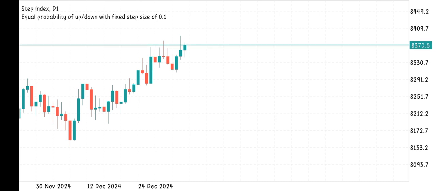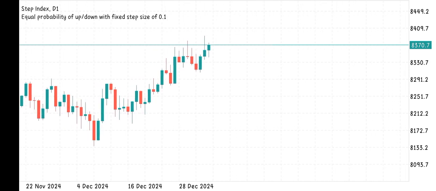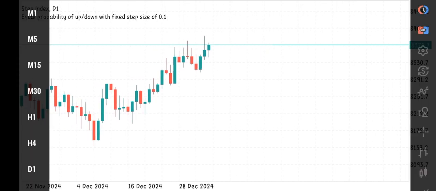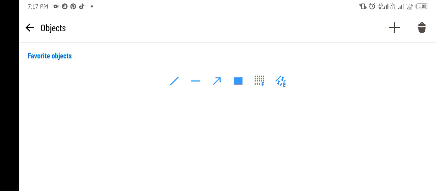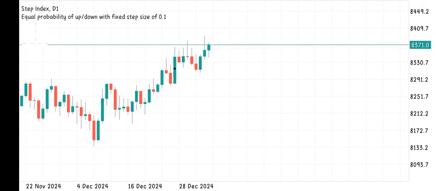Looking at this step index from the daily time frame, we already have a liquidity graph, which is this. The market took out the sell side liquidity. What do I mean by sell side liquidity? It is where the sell orders are resting below. Some people wanted to buy early, and it looks as if they actually want to trap the early buyers.